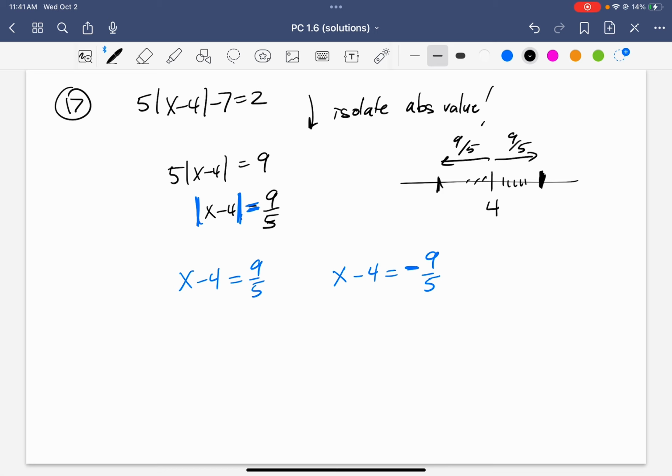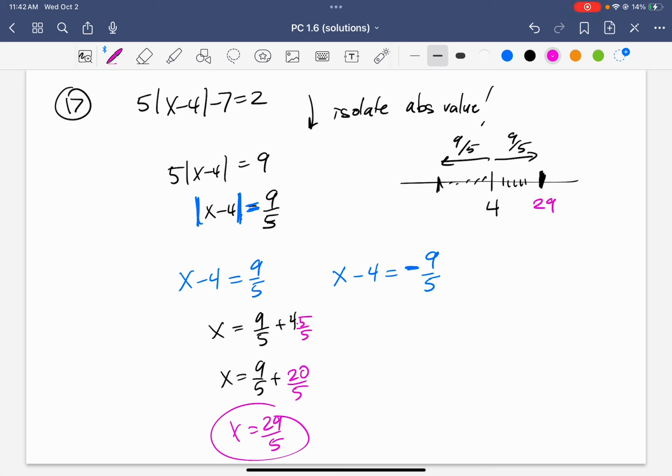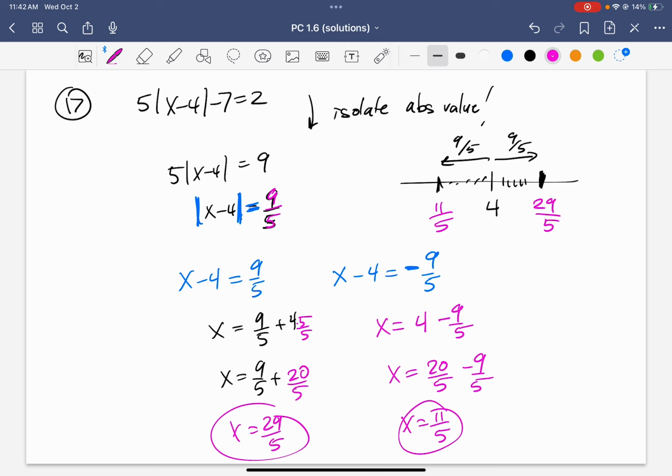Let's see what spot on the number line that would be. Well, if you add 4, it's going to be 9/5 plus 4. But that's 9/5 plus, well, if I hit this with a 5/5, I get 20/5. So it'd be 29/5 if I walk to the right, a positive 9/5. If I walk to the left, a negative 9/5, then I'm going to be at 4 and subtract 9/5. So it's going to be 20/5 minus 9/5, and that's going to be 11/5. And there are your two answers.